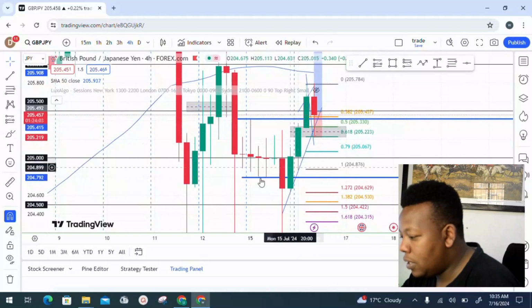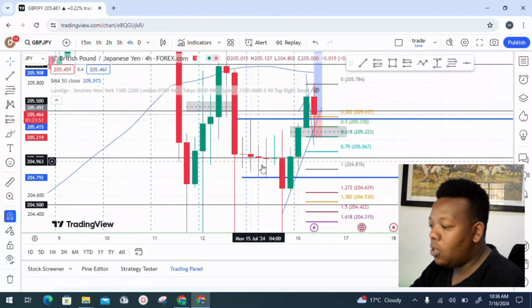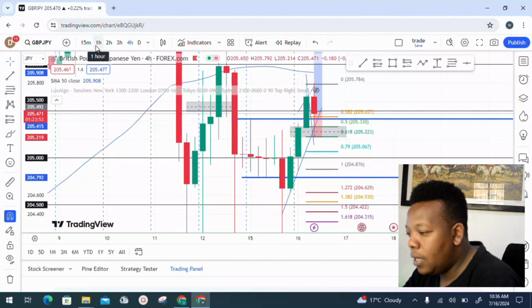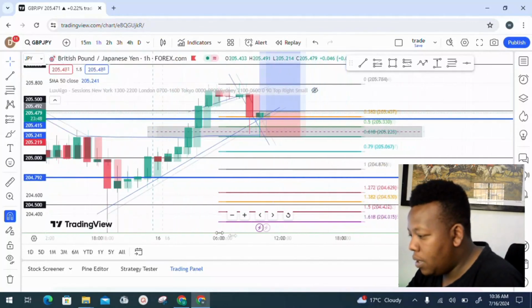And you can see in this case right here, the market was just ranging, and then after ranging, the market broke the high. Let's go to 1 hour first of all before we move into the 15 minute time frame.